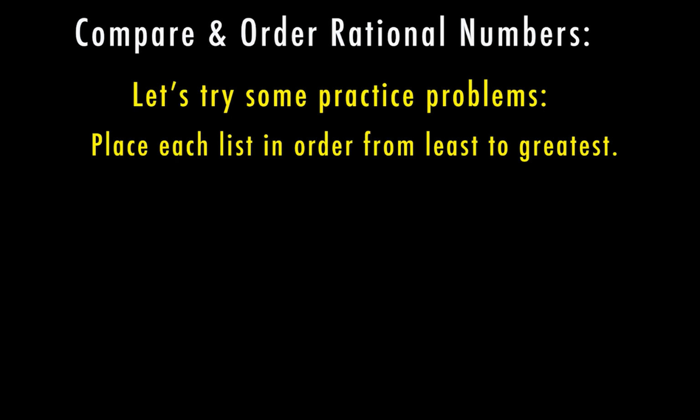All right, so now that we know how to compare and order rational numbers, let's go ahead and try a couple of practice problems. And for both of these practice problems, we're going to be putting our numbers in order from least to greatest. So let's go ahead with our first example. So we have 3/10, 1/2, 25 hundredths, 2/3, and 3/4. So we have to do some conversions here. We have to change some of these decimals and fractions into the same thing.